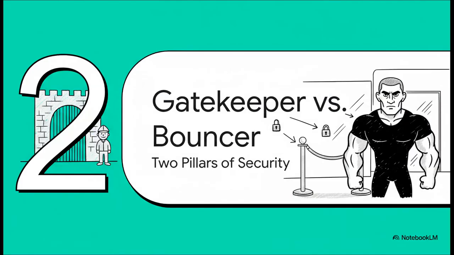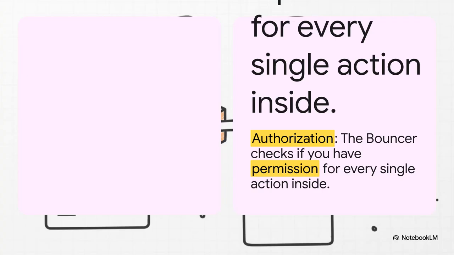So how do websites get around this amnesia problem? Well, they use two key ideas that work together perfectly, kind of like a top-notch security team. Let's think of them as the gatekeeper and the bouncer. All right, so first up, you have authentication. That's your gatekeeper. This is the login screen. You show your ID, your email and password, just once to prove you are who you say you are. They check your name on the list and let you in.